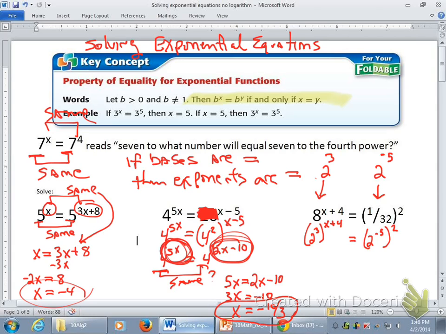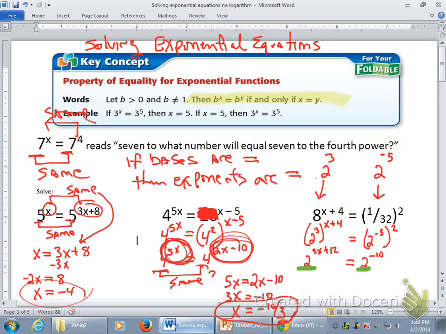Is there any simplifying you can do with this? You can multiply that out because you've got power to a power. So that's going to be 2 raised to the 3x plus 12. And on the right-hand side, you also have power to power to the negative 10. And why do we like this situation? Because these are the same base, aren't they?